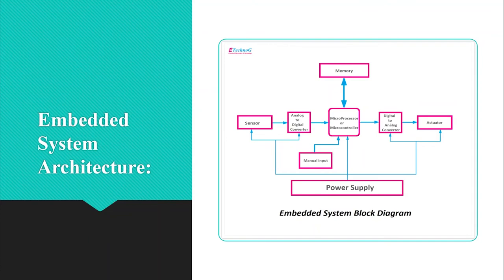The digital to analog converter takes the digital processed input coming from the microprocessor, converts it into an analog signal, and gives it to the actuators. Actuators are devices which convert the electric signals coming from the device into a mechanical one. All these operations are done with the help of the power supply, which is the main block to power the system.